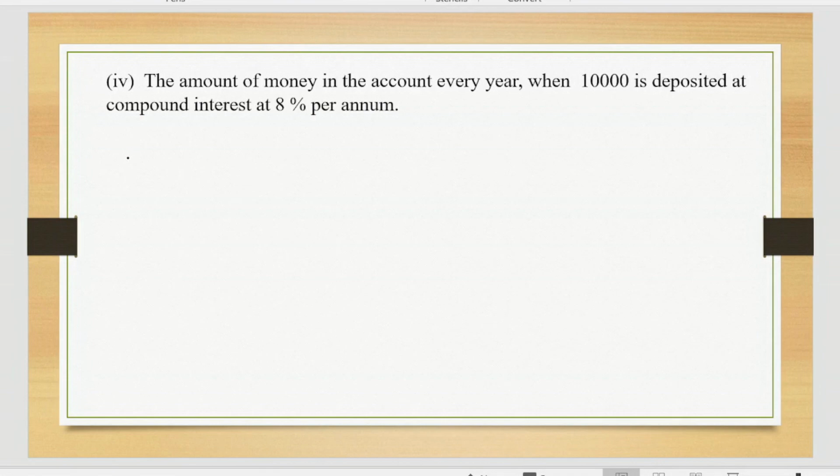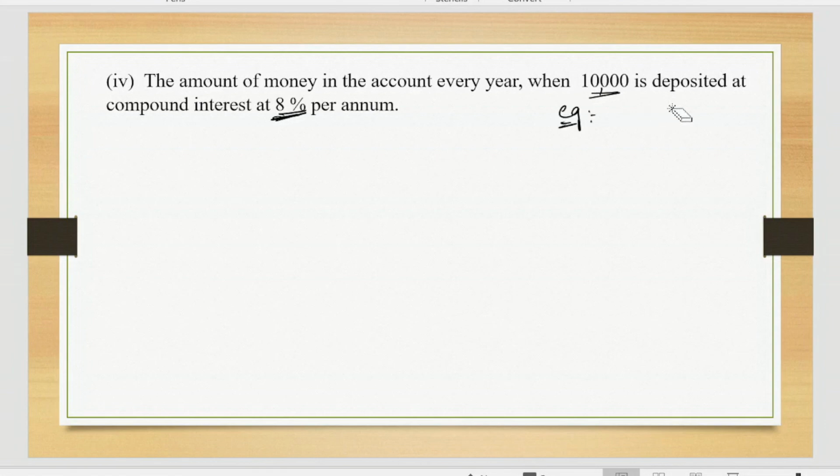So let us see the next question. The amount of money in the account every year when 10,000 is deposited at a compound interest of 8% per annum. Okay. So see here, when we are depositing 10,000 rupees in the account, we are getting a compound interest of 8% every year.